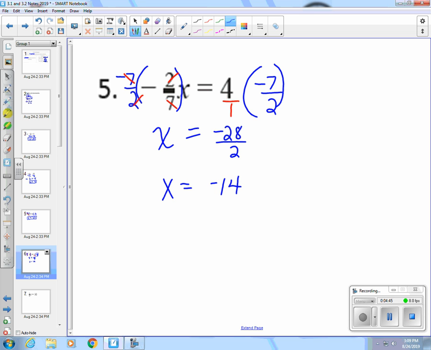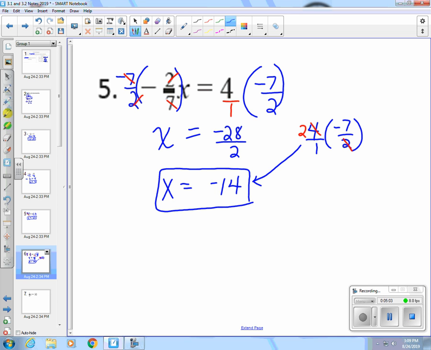Or if you want, that 4 times -7 over 2, you can think of this 2 canceling with the 4, and that you would have a 2 in the numerator, and 2 times -7 automatically is the -14. Either way is correct, your choice as to what you want to do.